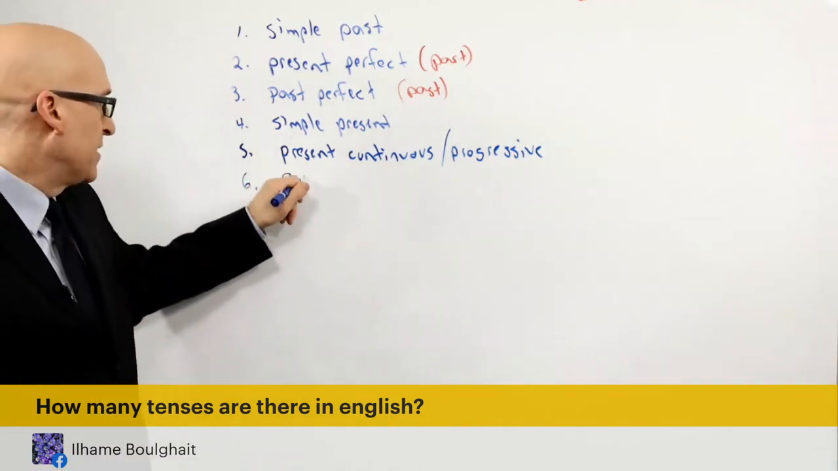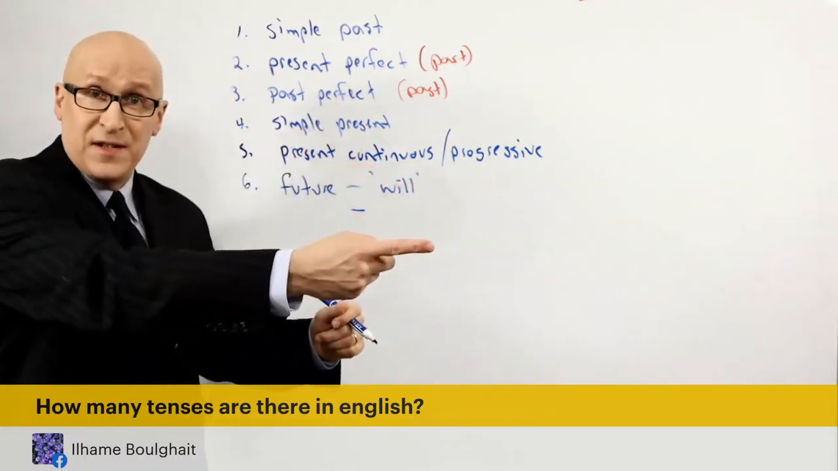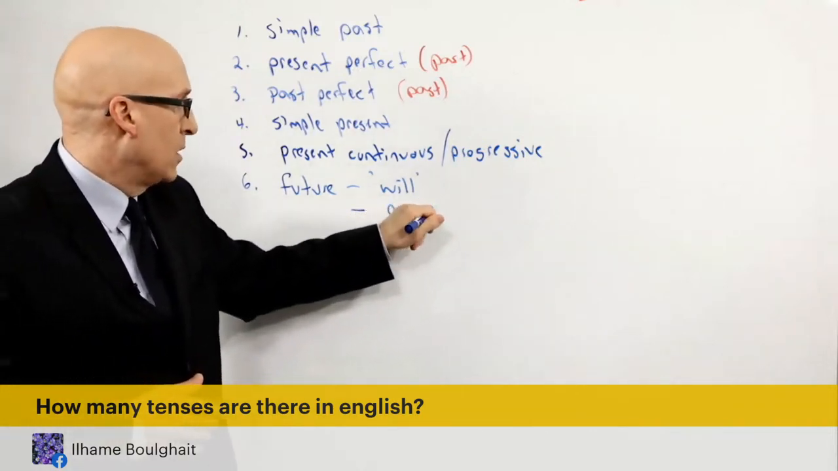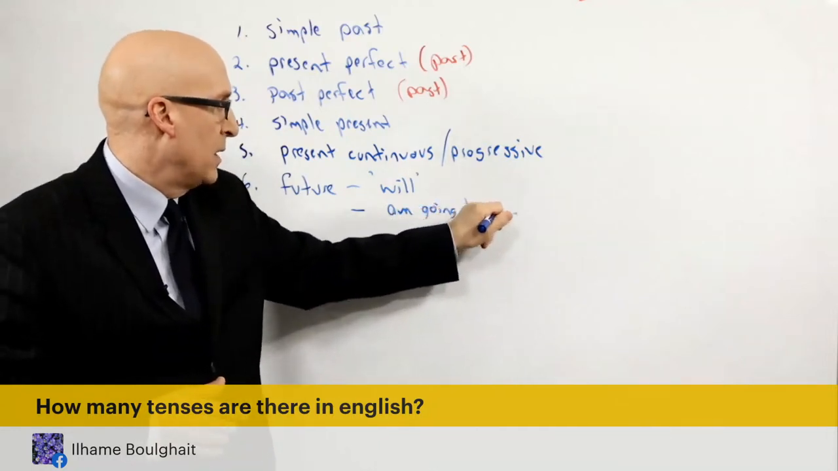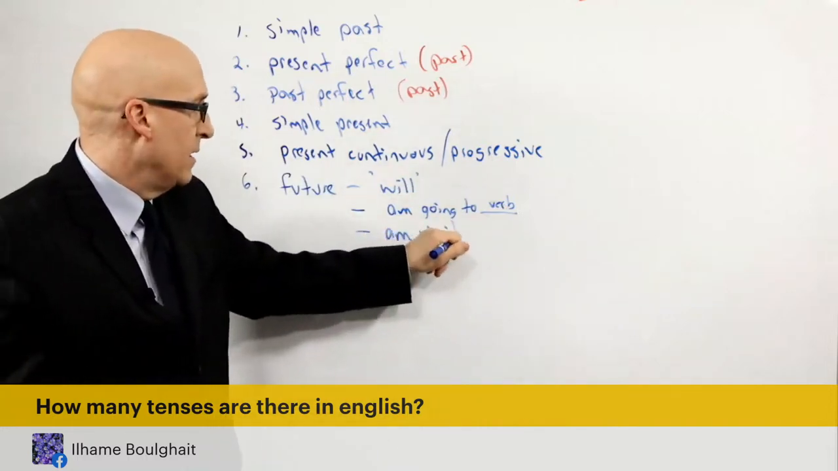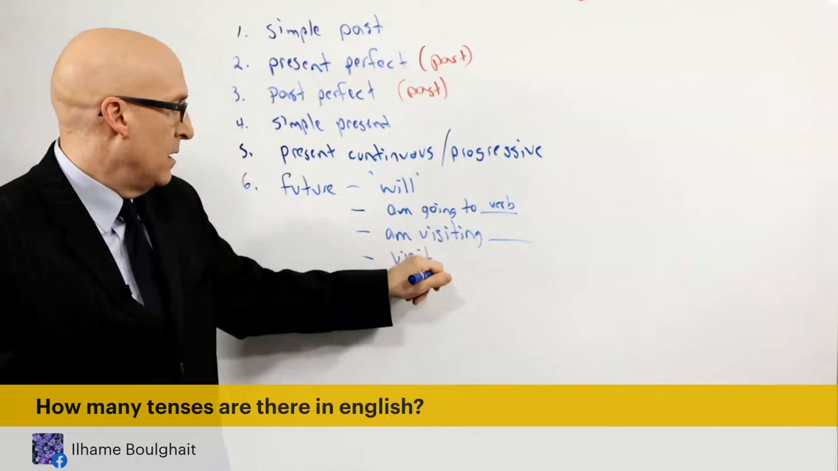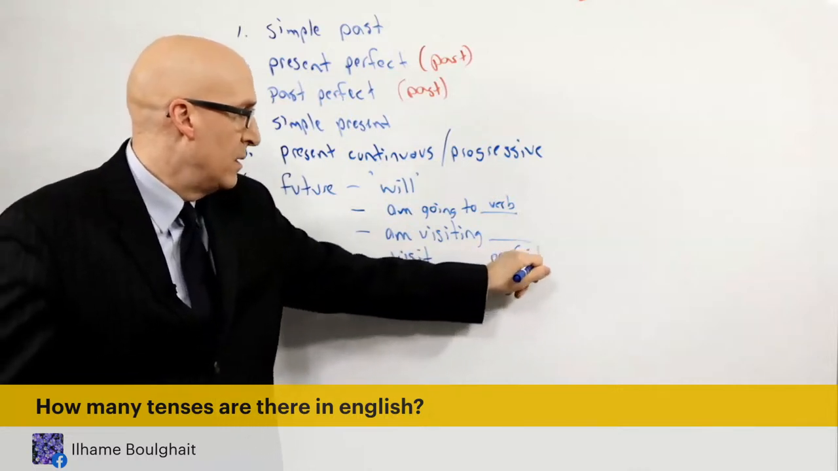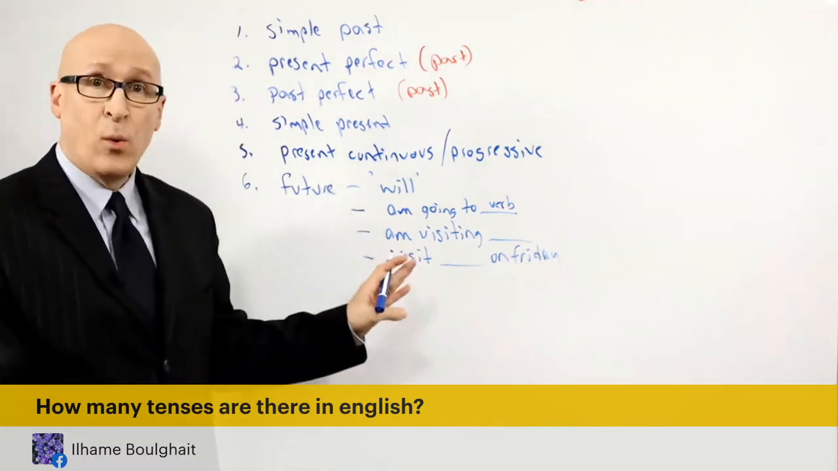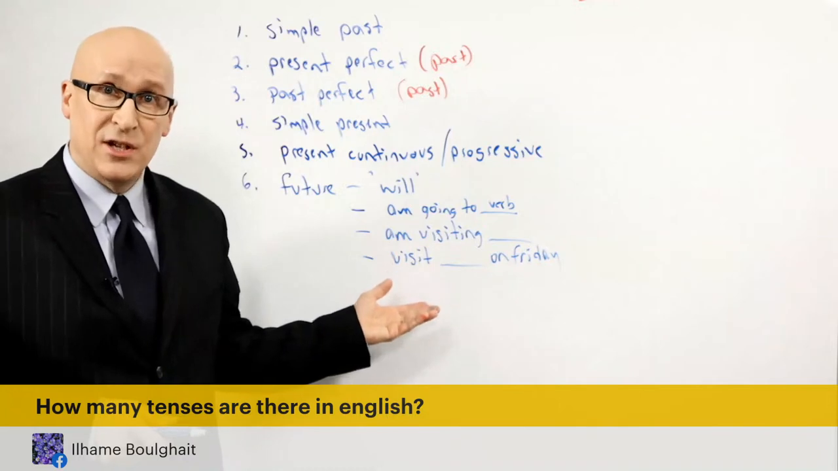And then in grammar, we start to think about how to talk about the future. So future tense, we have will: I will visit your country. We can use I am going to plus a verb: I'm going to visit your country. Am visiting your country. I visit your country on Friday, for example. Right, so we kind of have four, there's another way to do it, but generally four ways to use the present. However, these are not truly tenses because the verb doesn't change in a special way.